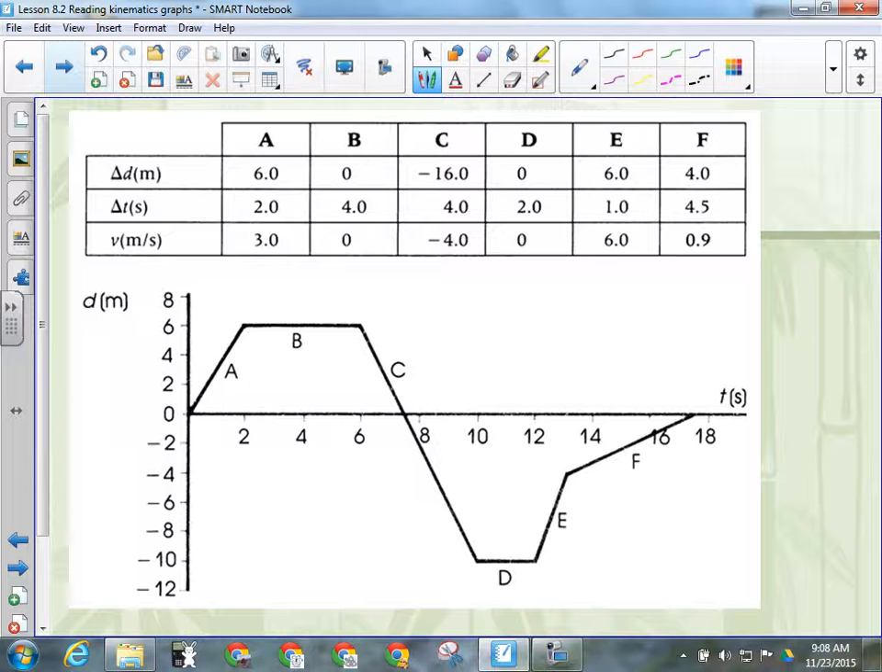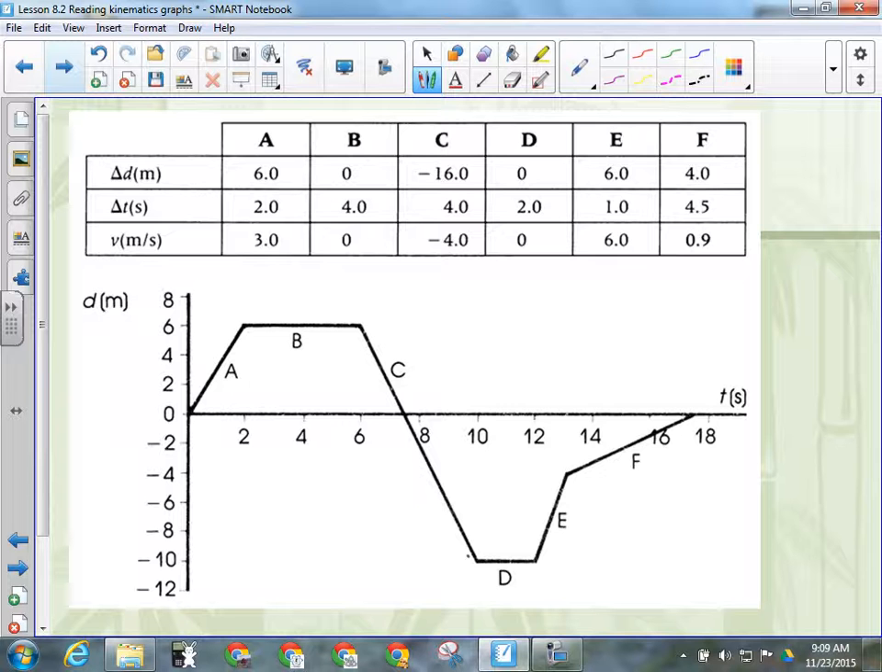Negative 16 meters, yeah, okay, because we go from positive 6 to negative 10, so we went backwards 16 meters in that case. Okay, part D, staying still. Where am I going faster, E or F?